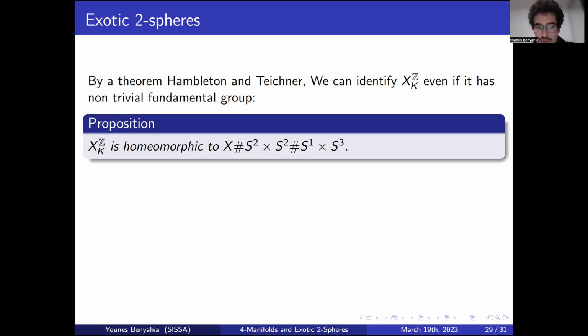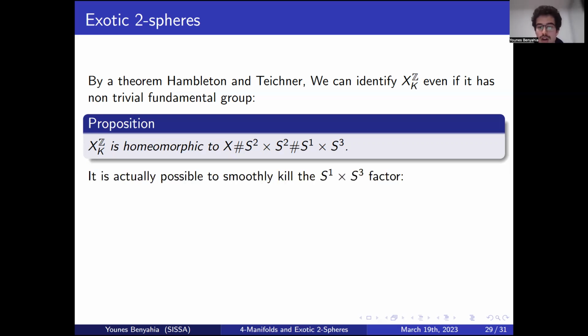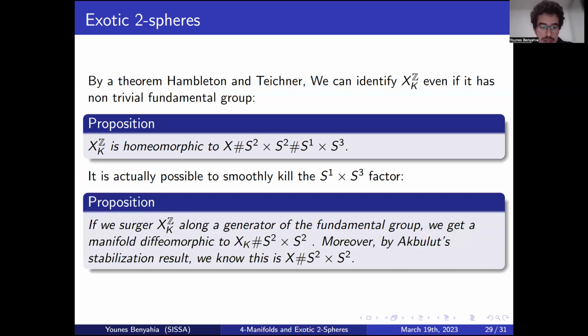So in this case, we know just by the intersection form that XKZ is homeomorphic to X connected sum S2 times S2 connected sum S1 times S3. So we know its topology, we know what XKZ is topologically, but we don't know what it is smoothly. We know that it's going to be this, but not diffeomorphic to it for infinitely many cases. However, we can do a surgery to kill the S1 times S3 factor.